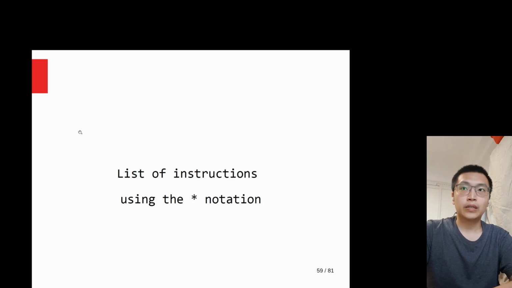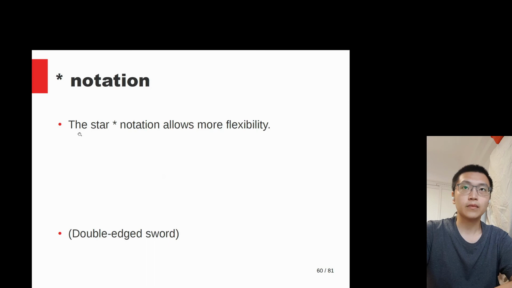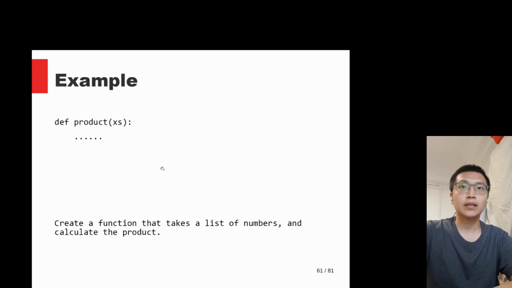And now I want to discuss having a list of instructions using the star notation. Previously, we mentioned that the star notation, or the args notation, allows for more flexibility. Of course, this flexibility is a double-edged sword. If you use it nicely, it's good. If you use it badly, it could potentially hurt yourself. But in our case, we want to do a demonstration. For example, if you want to create a function that takes a list of numbers and calculates the product.